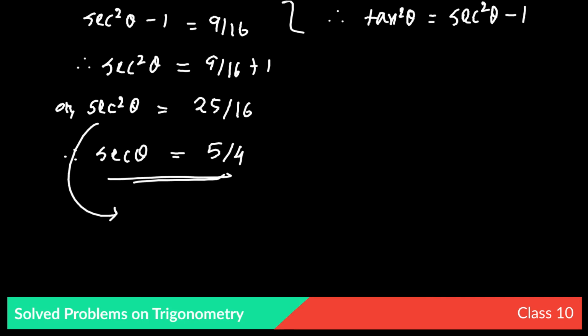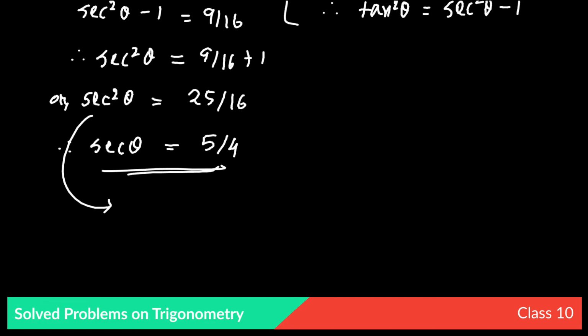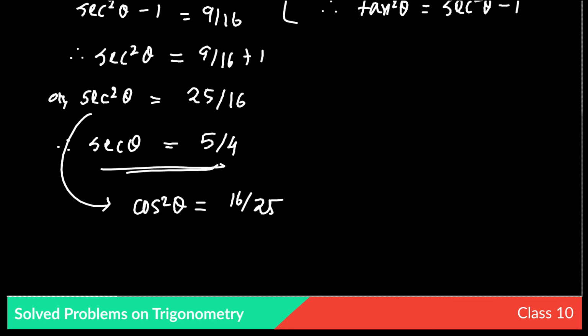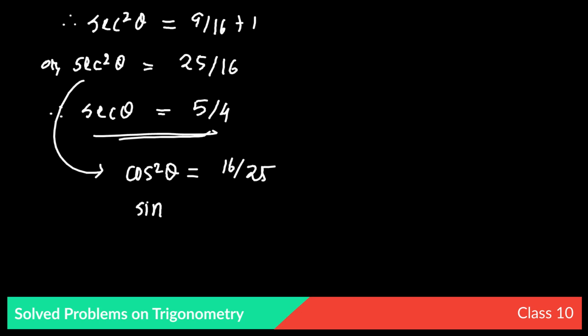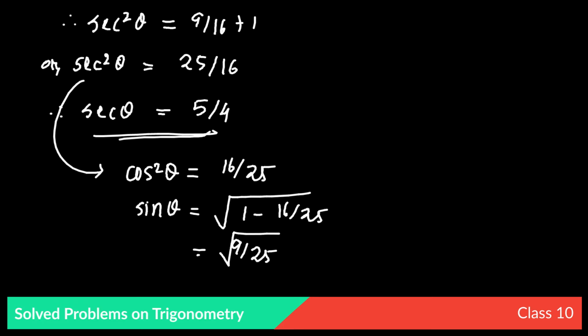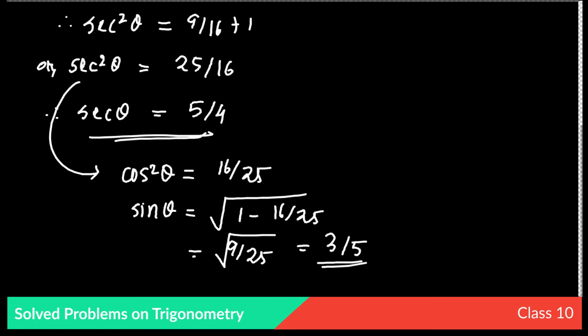Now from this sec square theta we can write cos square theta. Cos square theta is the reciprocal of sec square theta, so it is 16 by 25. From this we can find the value of sin theta. Sin theta is root over 1 minus cos square theta, that is root over (25 minus 16) by 25, which is 9 by 25, that is 3 by 5. So sin theta is 3 by 5.